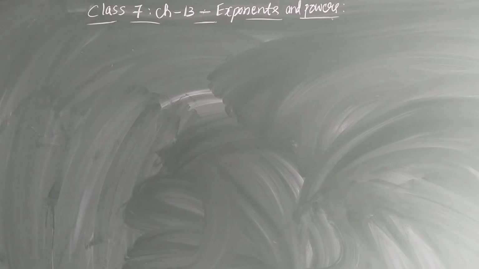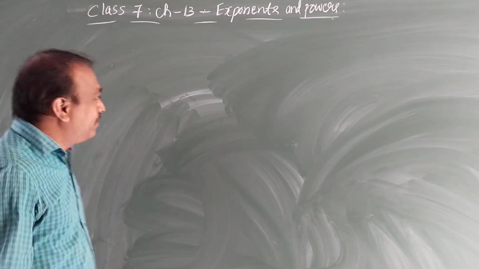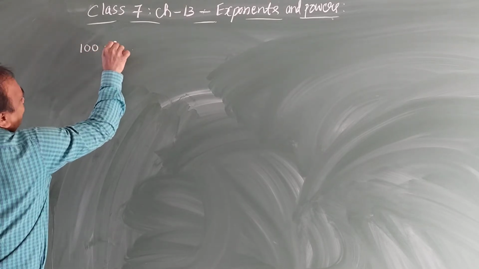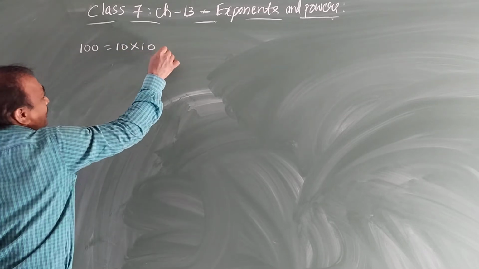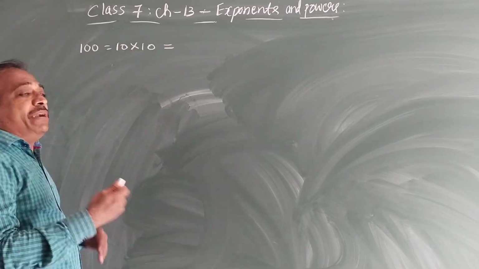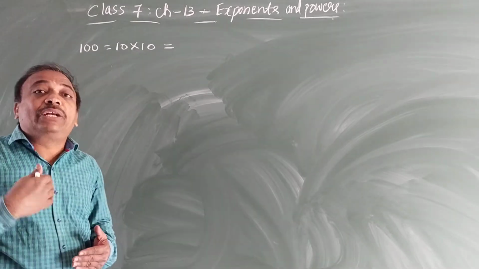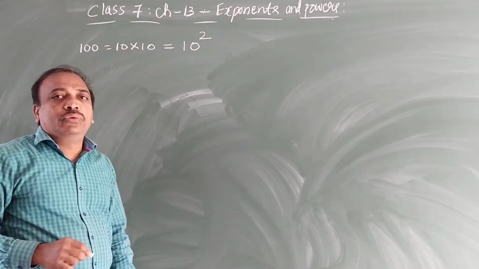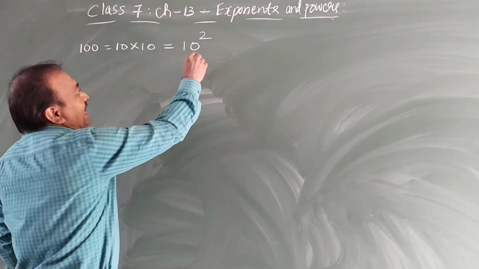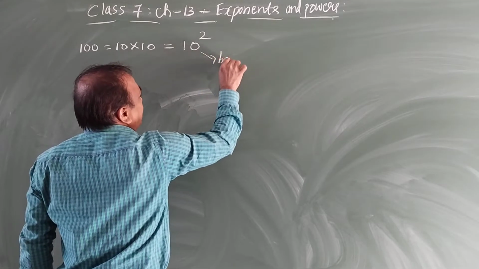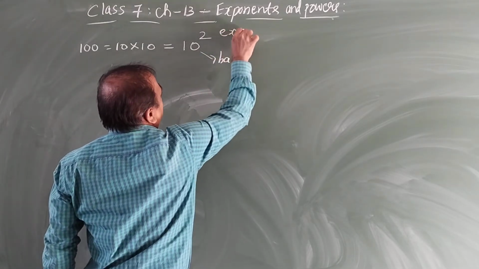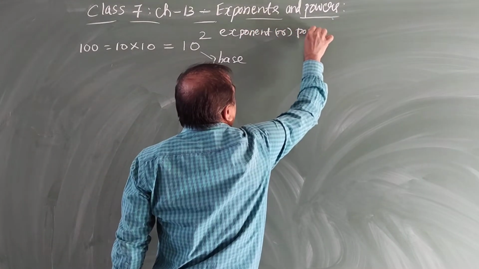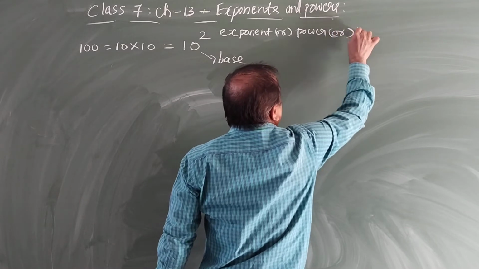So just now we have seen what power notation is. Suppose we have 100. 100 can be written as 10 into 10, where 10 is multiplied twice. So 10 to the power 2. Here 10 is called the base and 2 is called the exponent, or power, or index.